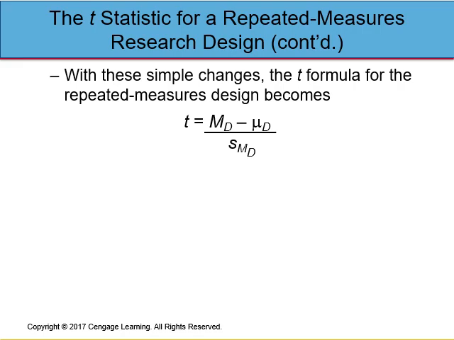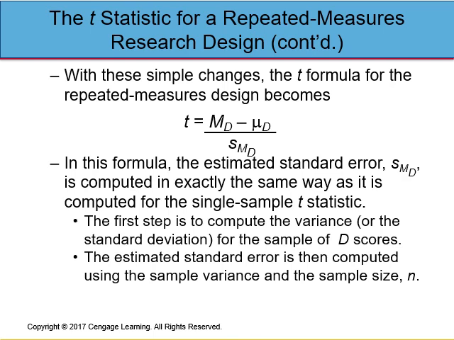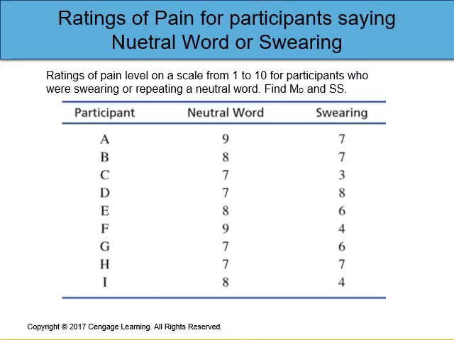So t equals mean minus mu over the estimated standard error of the mean difference scores. In this formula, the estimated standard error is computed exactly the same way as it is for a single sample t-statistic. The first step is to compute the variance for the D scores. The estimated standard error is then computed using the sample variance and the sample size n.